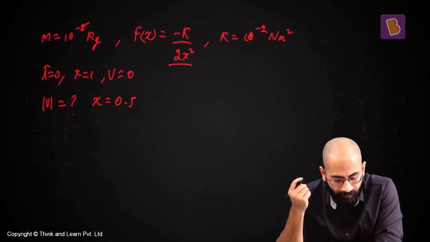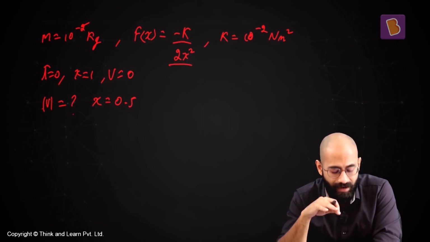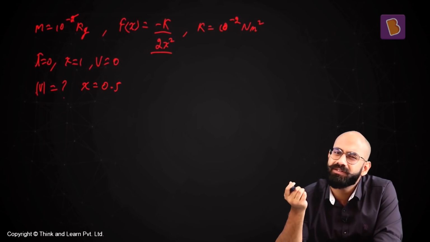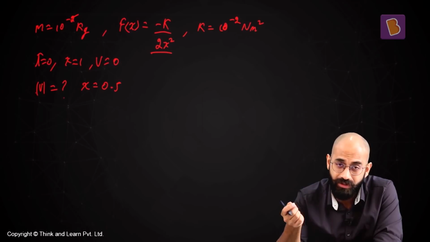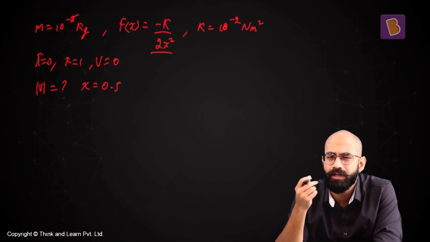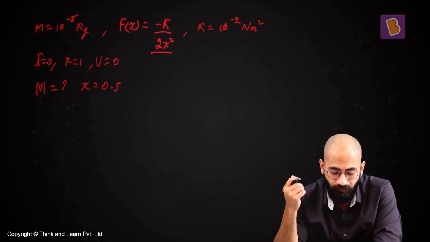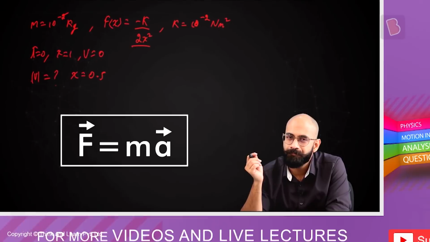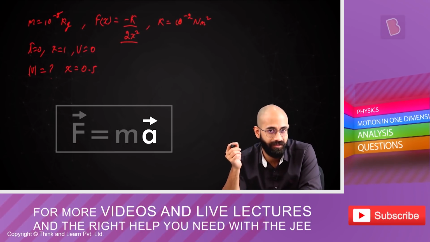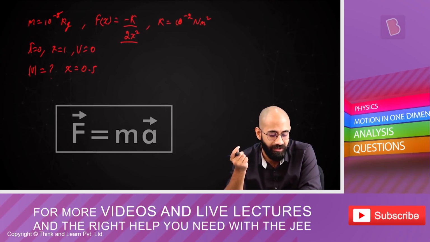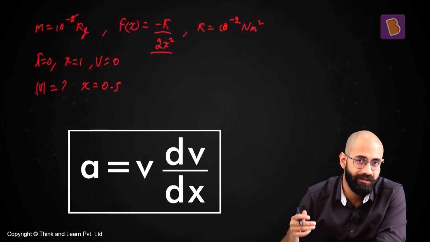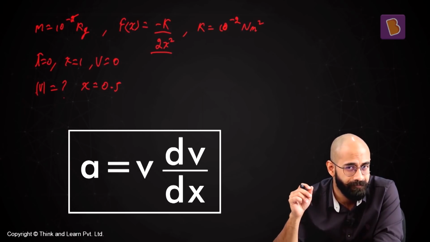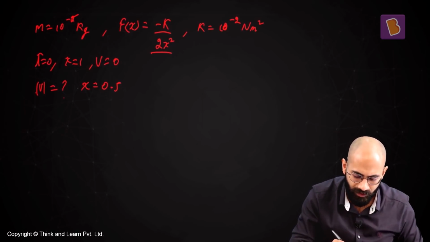All right, so we need to find the speed, which is nothing but the magnitude of the velocity at x equals 0.5, which means that we need an expression between velocity and position, right? That will help us. How will you find that? What is given to us is the force and the mass. So think about it. We know that F equals ma. So using this, we can find the acceleration. And if we find the acceleration, then using a equals v dv by dx, we should be able to find an expression between velocity and position, right? So this is the thought process. Let's see if it works.